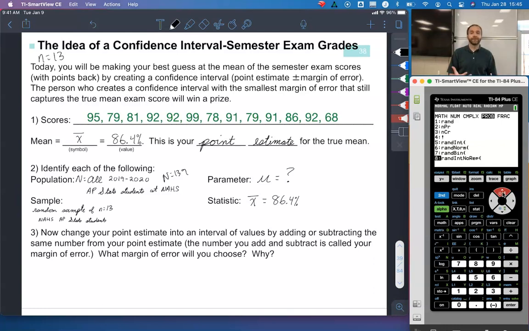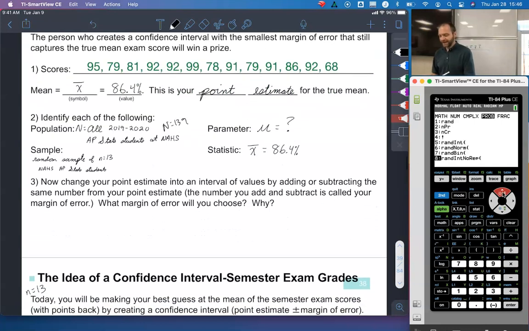My parameter, my mu, I don't know. We don't know. It didn't tell us there. But my statistic is X bar, which is 86.4. Now, we are going to change our point estimate. So my point estimate is 86.4. And what we want to do is add and subtract the same number from that point estimate. And we get to choose that number for right now.